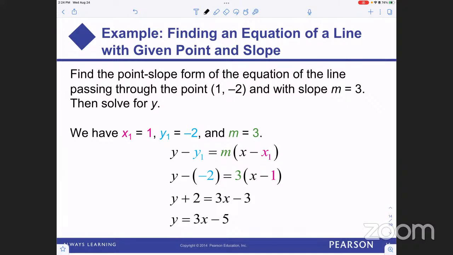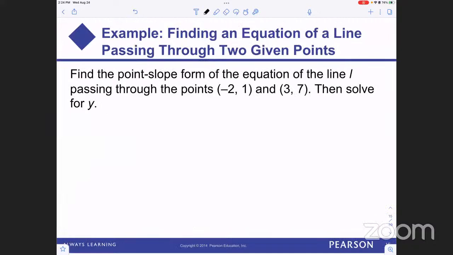So what you see here is a type version of what we just did, right? Just to compare and contrast. Here we're asked to find the point slope form of the equation of the line passing through these points and then solve for y, okay?